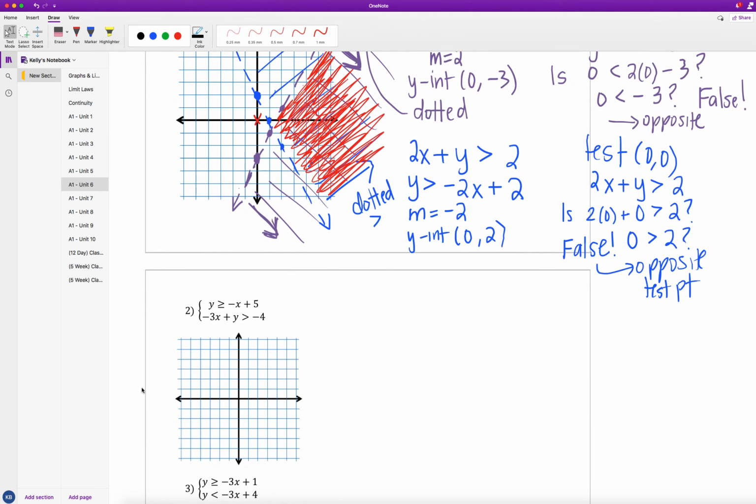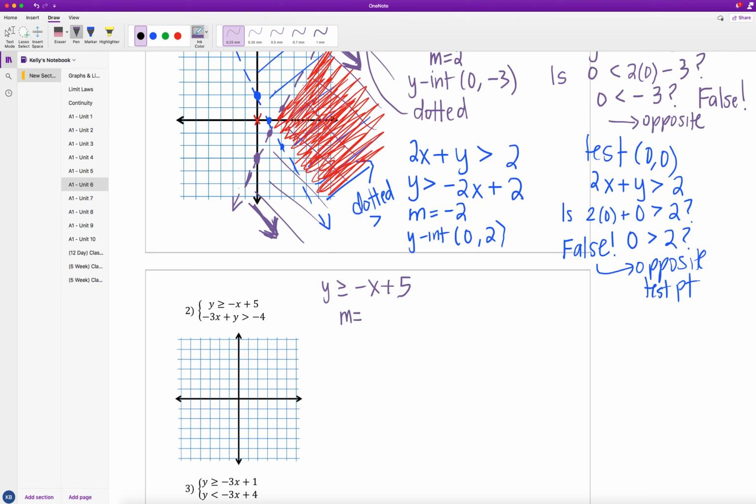All right, let's look at example 2. So in example 2, we have y is greater than or equal to negative x plus 5. Why don't you guys pause the video, graph this line, and figure out where the shading would occur and just kind of draw yourselves these arrows again that point in the direction that we would shade. Okay, let's check this one together.